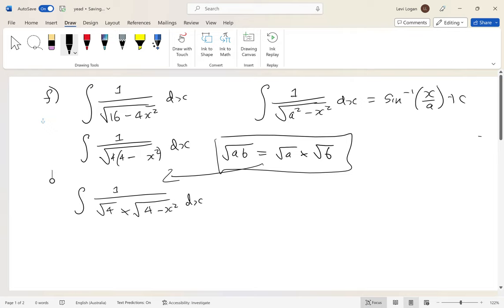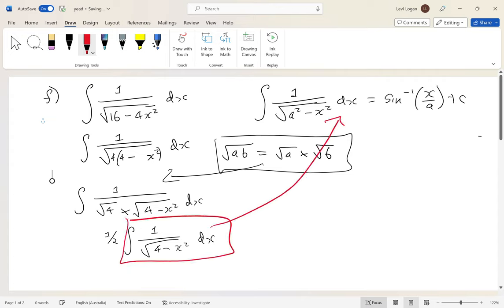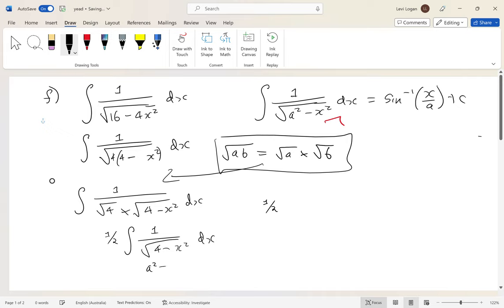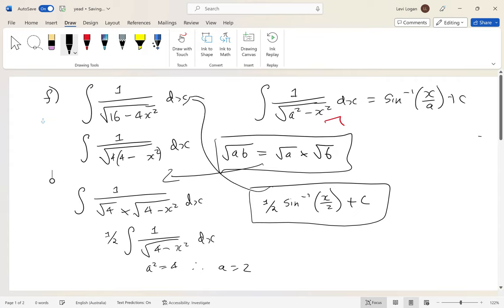Square root of 4 is 2, and we can take the 2 out the front, so we go a half over the integral over 1 over the square root of 4 minus x squared dx. Alright, that looks a lot more appealing. So now we can basically just do our sine inverse rule. So we go a half, and our a squared is 4, therefore our a is 2. So this is going to be a half sine inverse x over 2 plus c. And that is the answer to this integral.